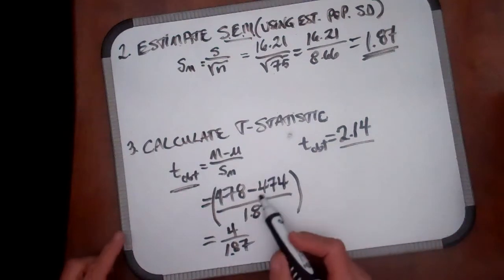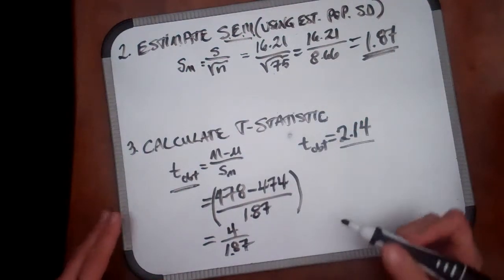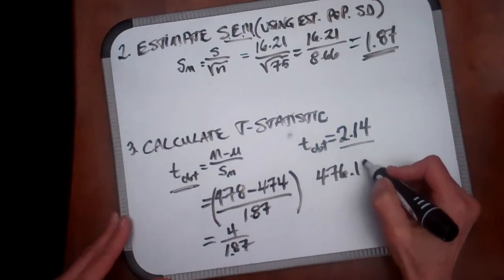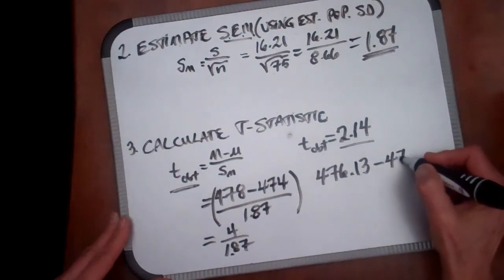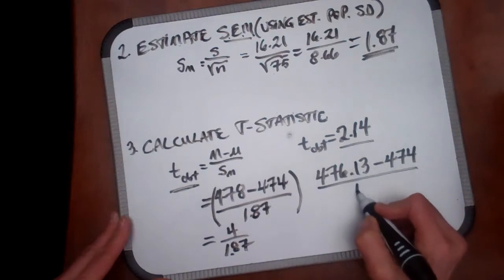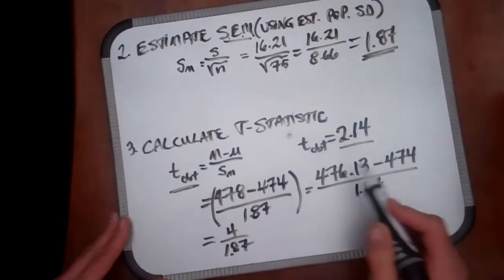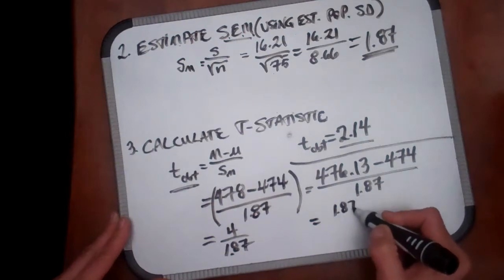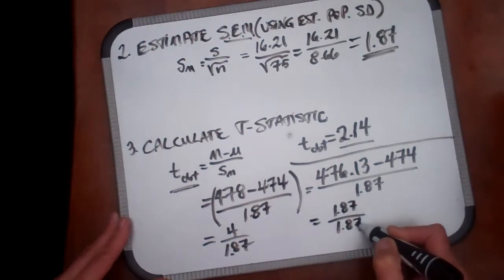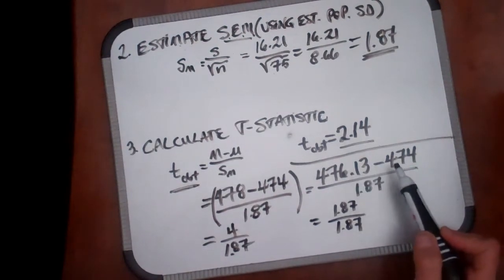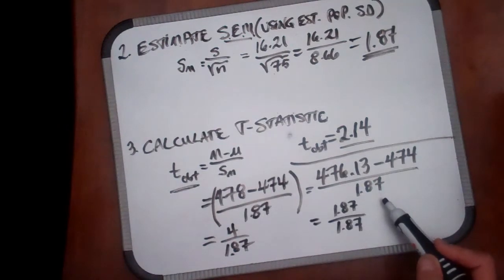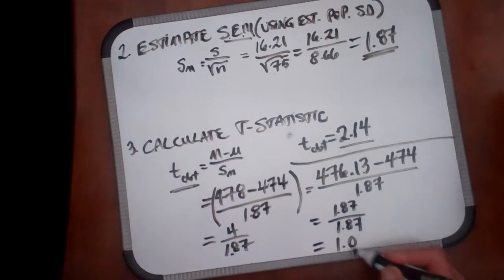And notice something. If our mean value for our sample was not 478, but instead was 476.13 minus 474, and we divided that by 1.87. Now this is not what our values were, I'm just doing a little demonstration here. What t-value would you get from that? When there is no difference between the amount of variability between the sample, and in this case the population that you're comparing it to, and the amount of variability to be expected by chance alone, your t-value is 1.0. Zero difference, right? Very good.